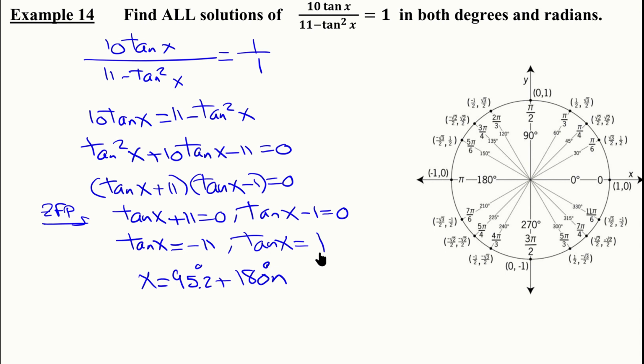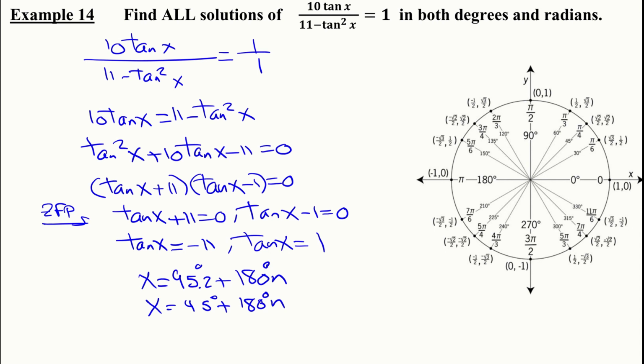Now we'll go to the tan x equals 1. That one is easy. We know the first place where that happens is 45 degrees. And of course, we're going to do the same business. We're going to add half circles, because if the tangent is positive here, it's also positive across right here. So we're going to go 45 degrees plus 180 n as well. All right, so those are the solutions given in degree mode.